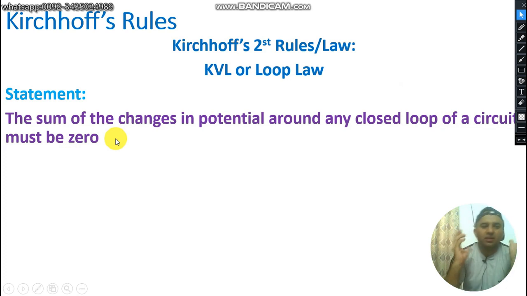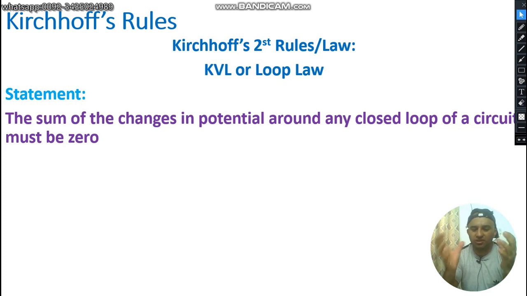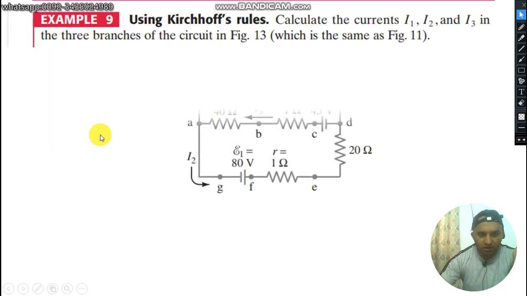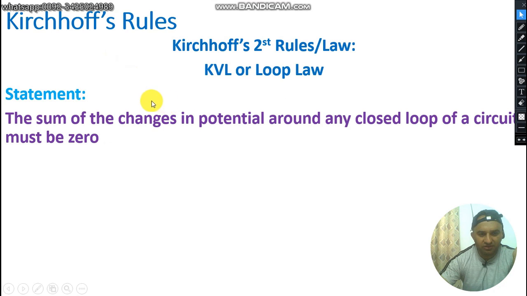What does it mean? It means this is basically energy conservation. The battery supplies energy and the resistors are components that use that energy. So the energy supplied must be equal to the energy utilized, so that the total change in energy is equal to 0. One is giving out energy, the other is utilizing that energy. So the total potential change in a circuit must be equal to 0. I will explain the Kirchhoff voltage law in detail.